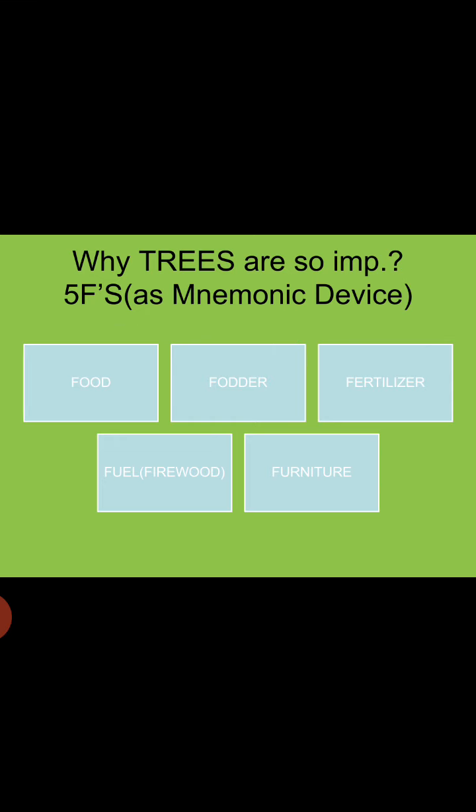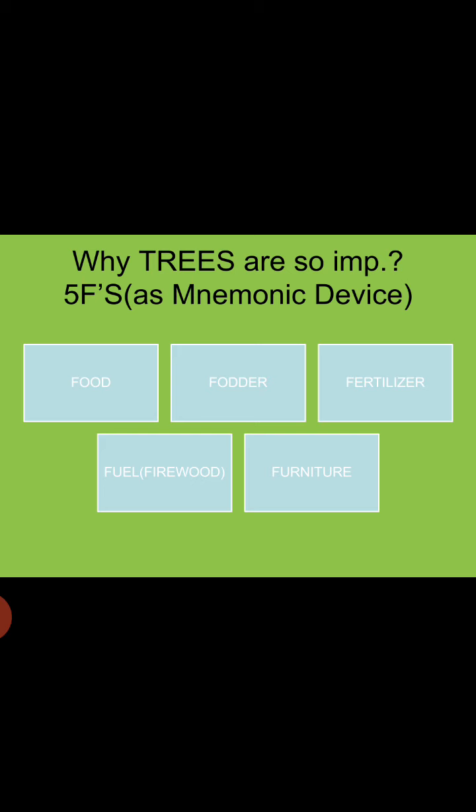First F, food. Trees in the form of fruits, you get the food from the trees. Fodder. Fodder is a type of grass which animals eat. In poultry farms and in dairy farming, you can see that cows, buffaloes use the fodder. Okay. Fertilizers. When trees shed in the autumn season, you can see many leaves shedding from the trees. They decompose, so it creates a fertilizer for the plants.